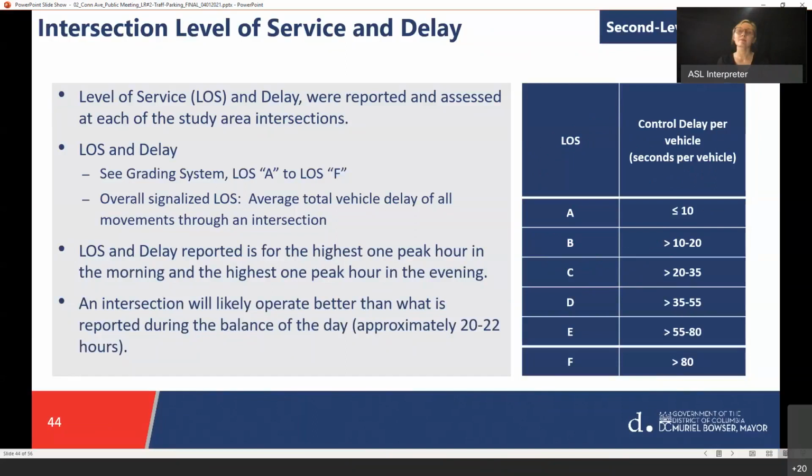So now we're going to get into the actual analysis that we performed at the intersection level. For those that are not aware, level of service is a grading system from A to F based on vehicle delay through an intersection. An intersection operating at 55 seconds or better, we would denote as a level of service D or better. An intersection between 55 and 80 seconds would be E, and over 80 seconds would be F. Anything at E or F is considered operating in constrained conditions. Next slide, please.